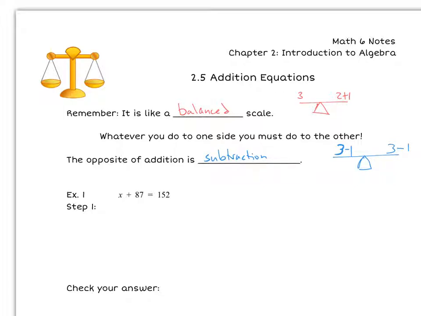So if I add 3 to something, if you want to undo that, another word for opposite, you could say, what undoes it? Well, subtraction undoes it. If I add 3 to something, how do I undo that? Subtract 3. Okay? So we're going to think opposites today.